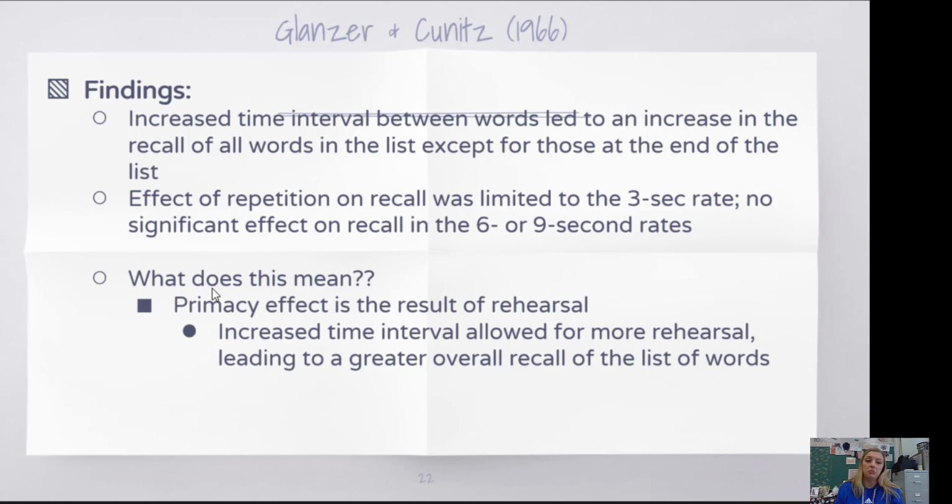So what does this mean? Well, it means that the primacy effect is happening because of rehearsal. Because we increase the amount of time between each word that is read, that allows the person to say it over and over. And the rehearsal allows those words to be put into long-term memory. Therefore, there's an overall greater recall of those words at the beginning and the middle of the list.